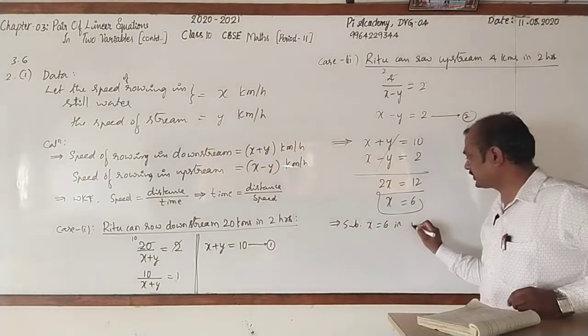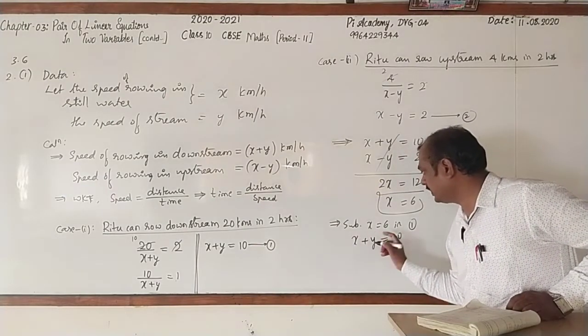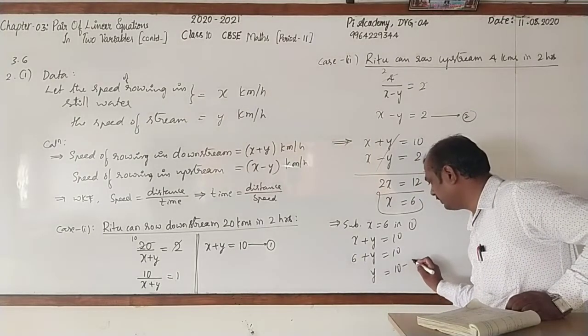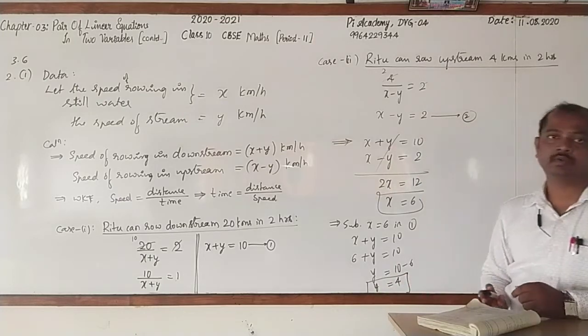I'll go for first equation. First equation is x plus y equal to 10, where x is 6. 6 plus y equal to 10. Y is equal to 10 minus 6. Y is equal to 4. Clear?